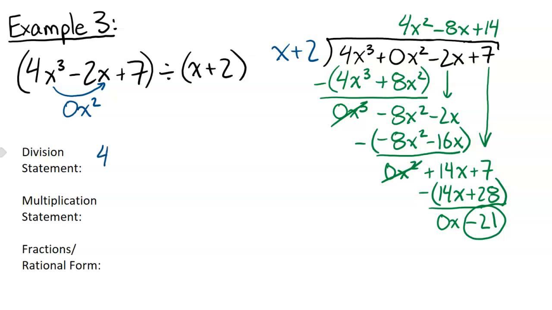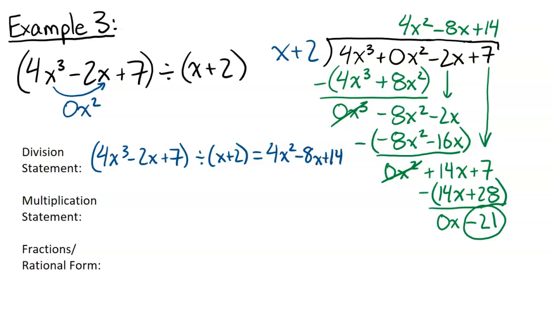So the division statement is written out like this: 4x cubed minus 2x plus 7 divided by x plus 2 is going to be equal to, well, what do we have as the quotient? It's equal to 4x squared minus 8x plus 14, and then that remainder, I'm just going to write it below here for the sake of space, of negative 21. Sometimes it's helpful to have that in brackets just so we don't confuse the remainder with the 4x squared minus 8x plus 14.